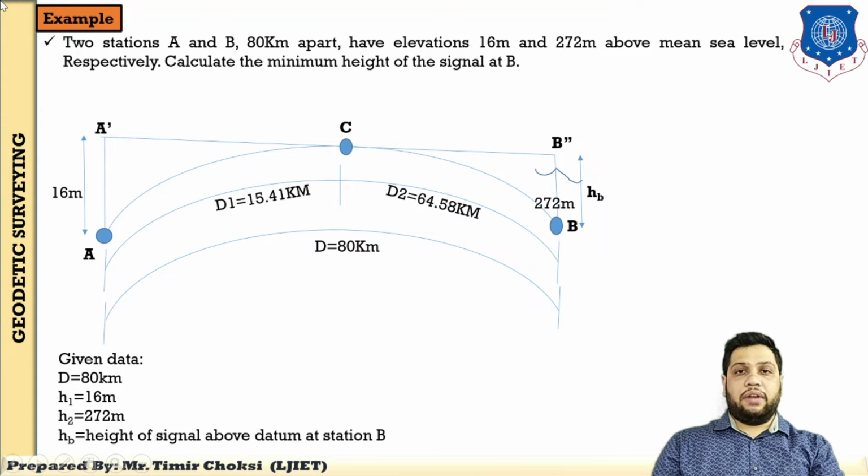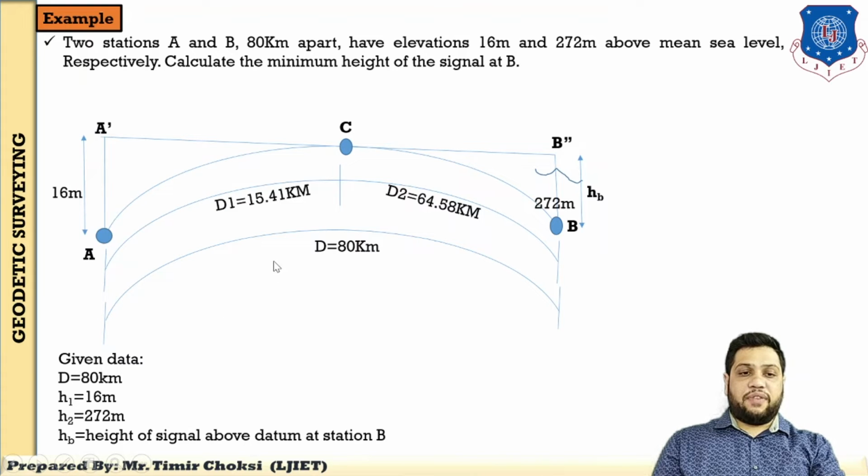So first, I have taken one example to clearly understand all the concepts. The first example: two stations A and B, 80 kilometers apart, have elevations of 16 meters and 272 meters above mean sea level respectively. Calculate the minimum height of the signal at B. So two stations A and B are given, and the distance is 80 kilometers, so D equals 80 kilometers. The elevation of point A is 16 meters and the elevation of B is 272 meters, above mean sea level. Here we consider case number 1, the line of sight over land.